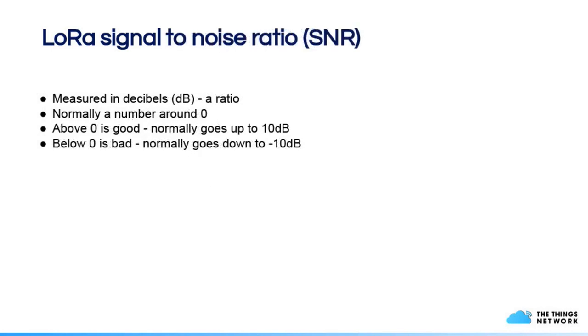Signal to noise ratio is the second parameter we have to see the quality of a LoRa signal. It is measured in decibels. A positive signal to noise ratio is good, while a negative signal to noise ratio is bad. A normal range for SNR is between 10 dB and minus 10 dB.